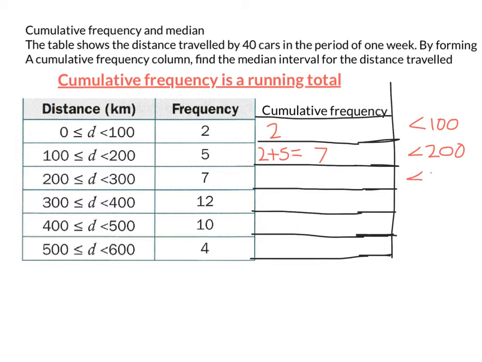The next group then is how many travelled 300 kilometres or less. The upper limit is 300. How many cars travelled 300 kilometres or less? Well, there's 7 in the group 200 to 300, and we know there's 7 who travelled less than 200, so 7 plus the 7 is 14. And this is what we mean by a running total. We're just adding on the frequency to the previous cumulative frequency.